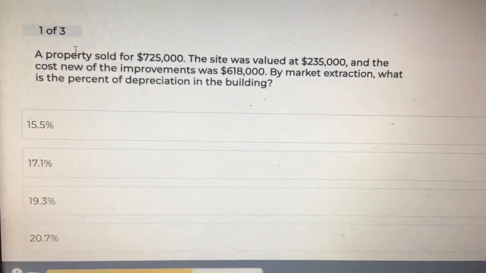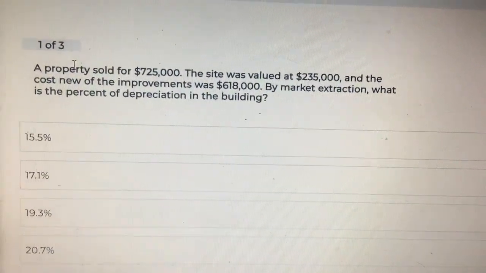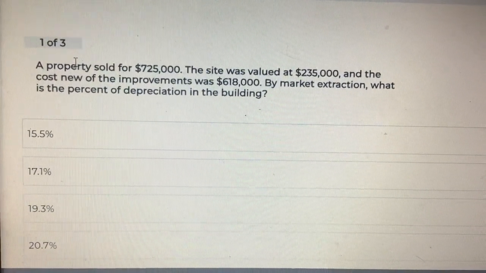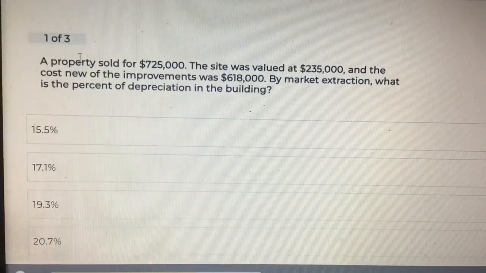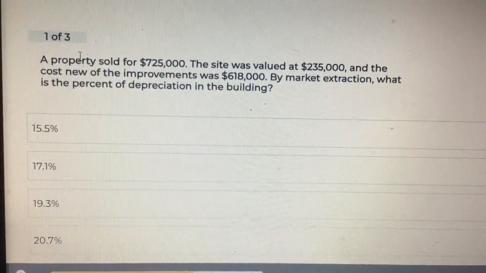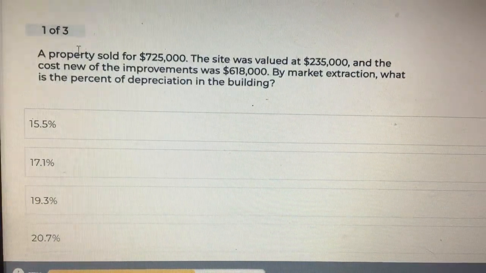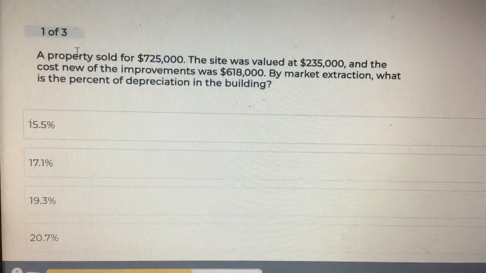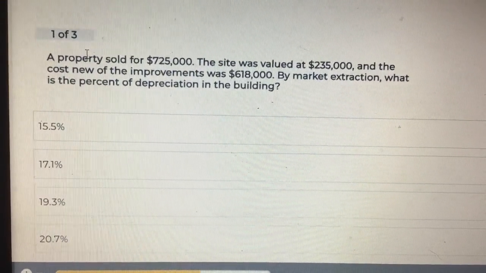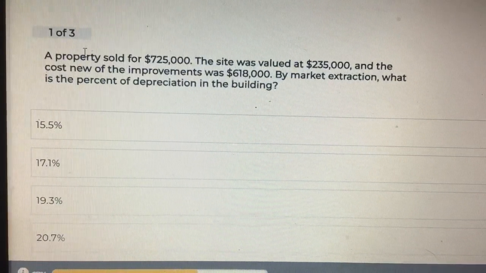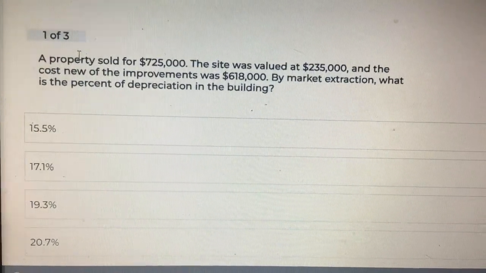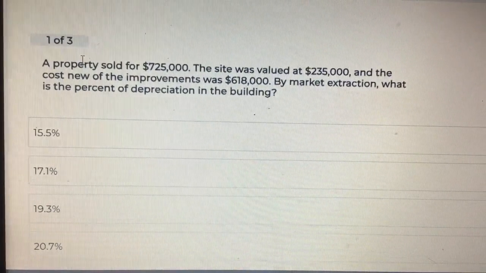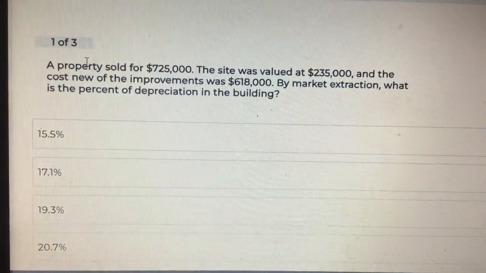Number 1. A property sold for $725,000. The site was valued at $235,000, and the cost new of the improvements was $618,000. By market extraction, what is the percent of depreciation in the building? A, 15.5%, B, 17.1%, C, 19.3%, or D, 20.7%.